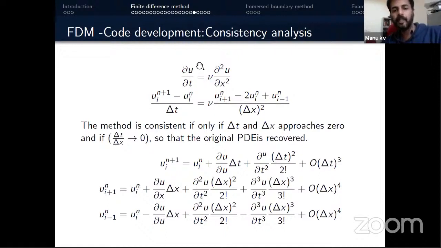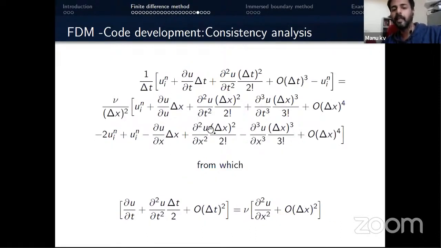We take this particular equation and try to get the finite difference equation from the partial differential equation using the Taylor series expansion. We can write the Taylor series expansion, combine and substitute, and get the solution like this. On one side we have used a first order accurate scheme, and on the right hand side a second order accurate scheme. So time is first order accurate and space is second order accurate.